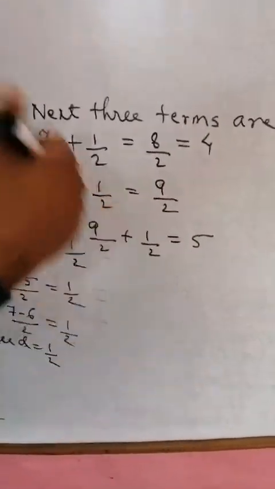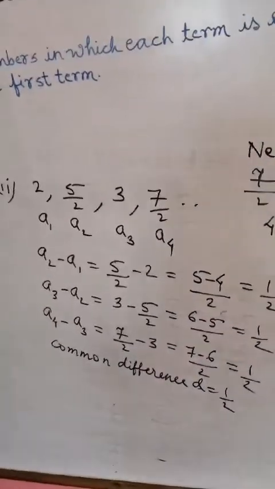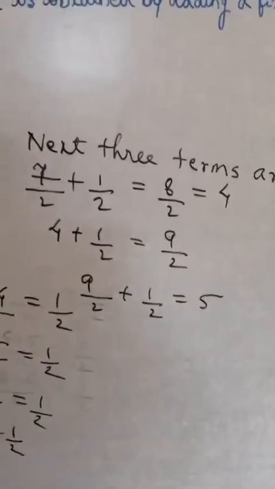If it is forming the AP, we need to find the next 3 numbers. If it is not forming the AP, we do not need to find the next 3 numbers. I hope this question is clear to you.